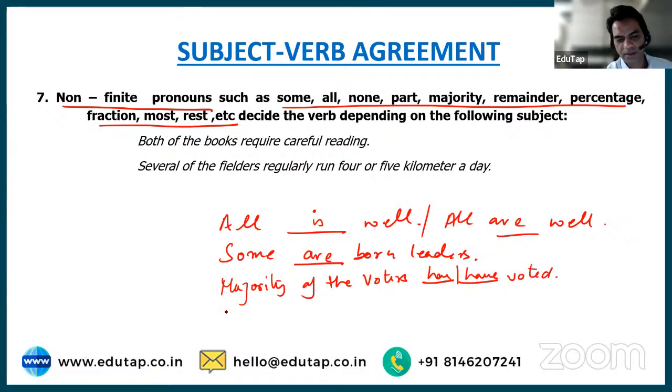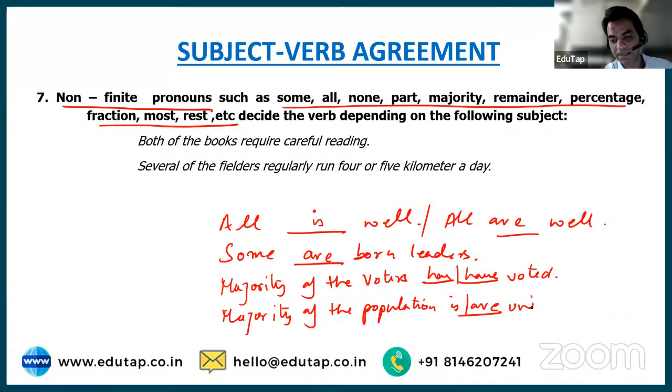what would you say? Now guys, quickly give me your answer. Majority of the voters has voted or have voted? Absolutely, guys. It should be have. But I've written another example for you. Now look at this sentence and tell me the correct verb: majority of the population is unhappy or are unhappy. The point is, we are using the same word, majority. When we say voters, we are using plural, but when we said population, we are using singular.